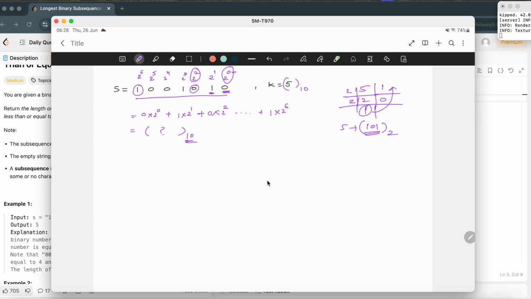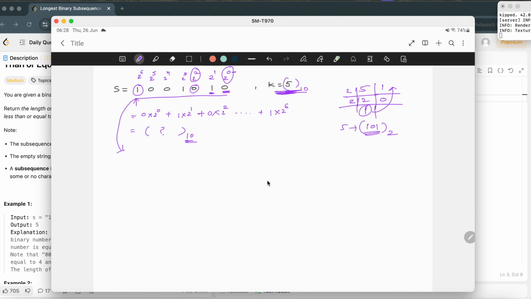So that is the basic idea of how binary and decimal numbers get converted. Now we have to make sure that whatever subsequence we consider from this string, it should be less than or equal to this 5's value. How can we do it? If I start reading this string from the starting, I am not sure whether the value we get is going to be matchable with this 5 or not, whether we have to consider this particular one or not.